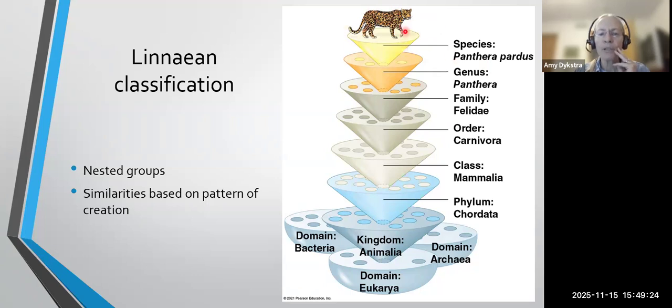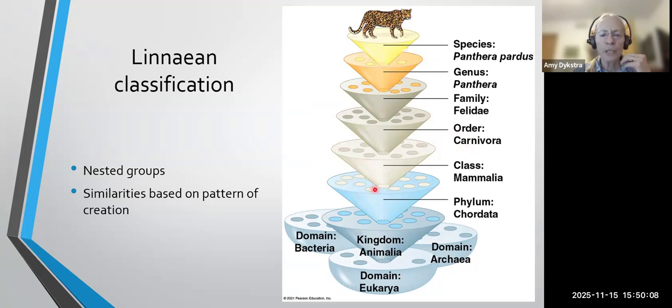And then the leopards and the lions and the tigers and your house cats are all in the family Felidae, which is the cat family. These little yellow circles represent the other members of this family. And then the cat family and other families like the dog family and the bear family are all in the carnivore order Carnivora. And then this order is in a larger group called a class with other orders of mammals, like the rodent order, for example.